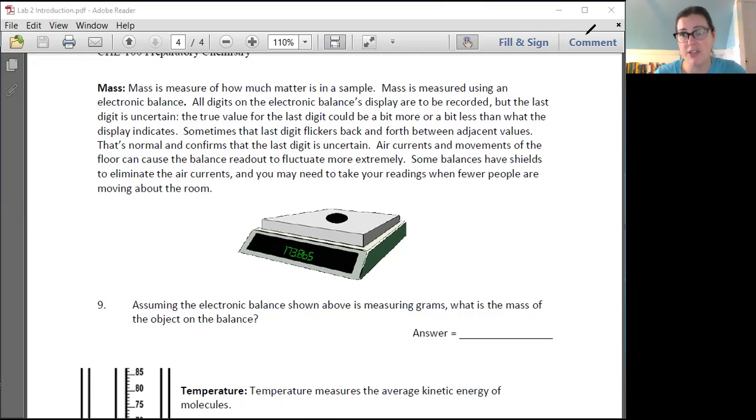Never round with an electronic balance. Sometimes students like to round because they think it's too easy just to record everything. Not everything in chemistry is super hard, so don't overthink it, just record everything. So for this one, if your balance is telling you 173.865, it's 173.865. We just need to add that unit, and that's always going to be grams. So when we're using an electronic balance in the lab, it's always in grams.